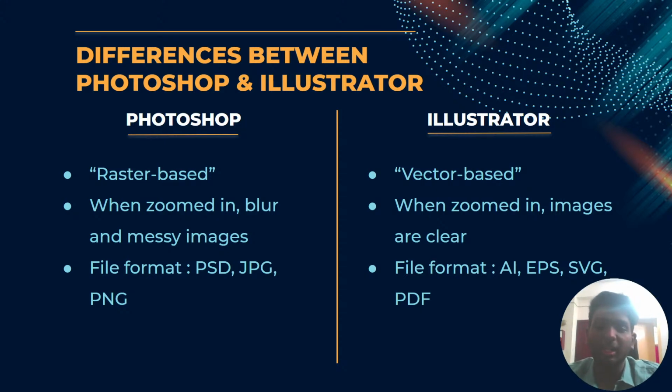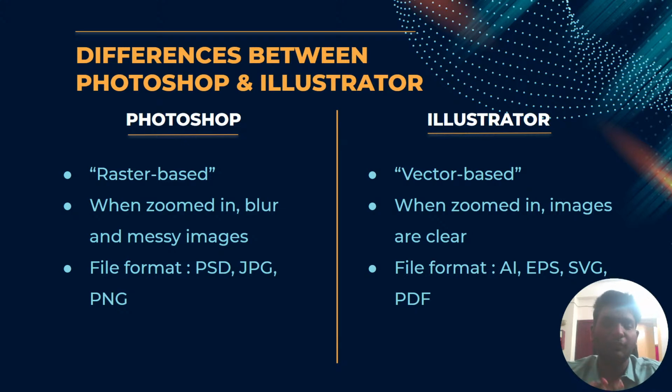Whereas Illustrator is vector based, where it uses mathematical equations called vectors. It uses nodes and lines, a group of nodes and lines which form the object or illustration. So when zoomed in, as you can see, the image gets blurred and messy in Photoshop. In Illustrator, when zoomed in, the images are clear, as in a PDF, I would say.